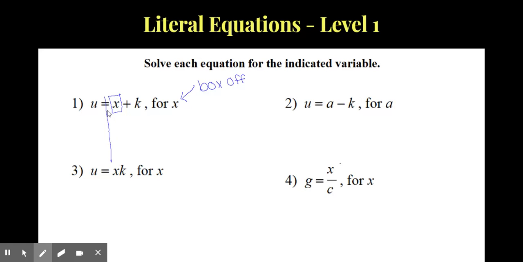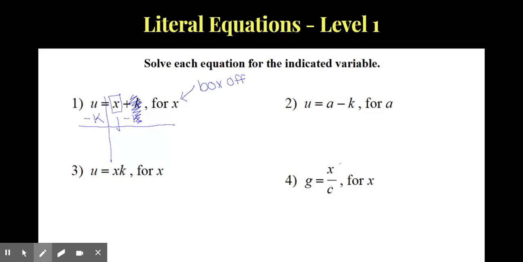Then I just use the same solving skills that we've been using since last year. Outside of the box, I see plus k. I need to use inverse operations to move that to the other side of the equation. So the opposite of plus k is to subtract k. And anything I do to one side of the equation, I have to also do to the other side. Positive k and negative k are opposites. They cancel. So I'm going to cross this off.